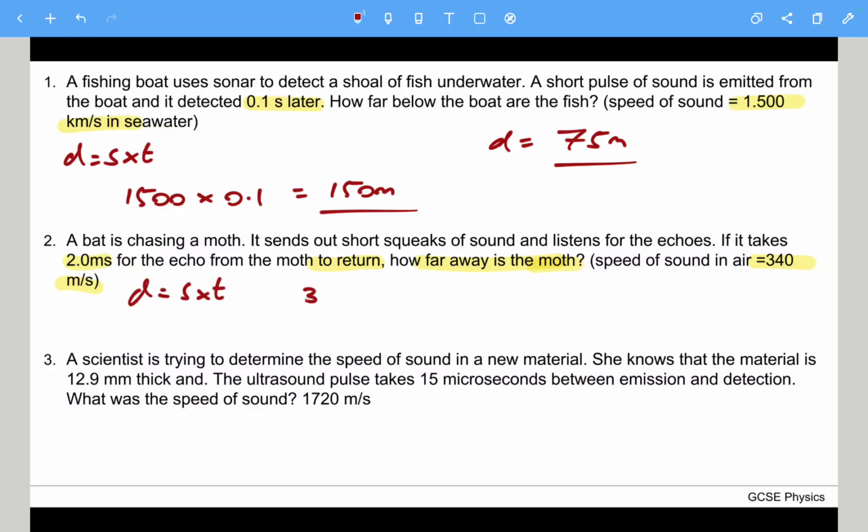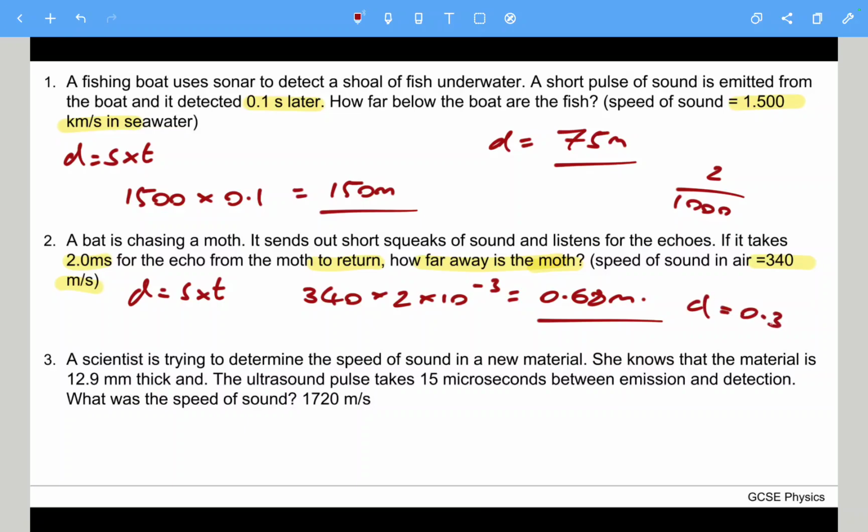So the speed is 340, multiplied by 2 milliseconds. So you'd have to divide by 1,000. So you could just do 2 divided by 1,000, or you could do 2 times 10 to the power minus 3. So that gives us 0.68 meters, but obviously that's the return journey included, so we need to divide that by 2. So the distance to the moth is 0.34 meters.